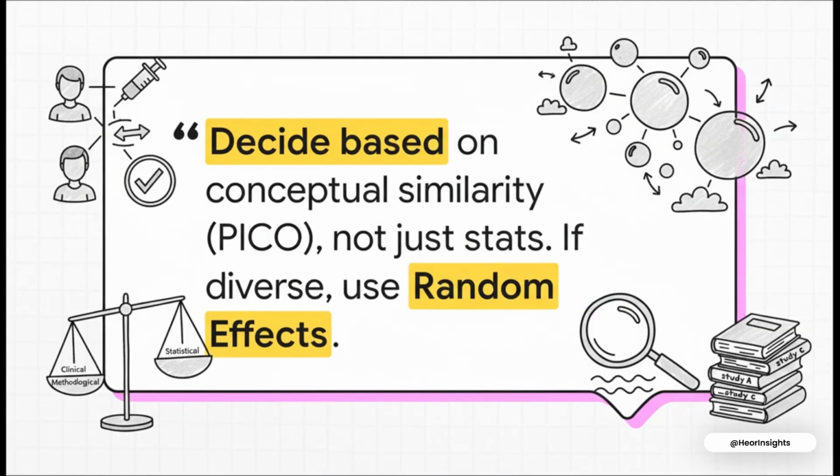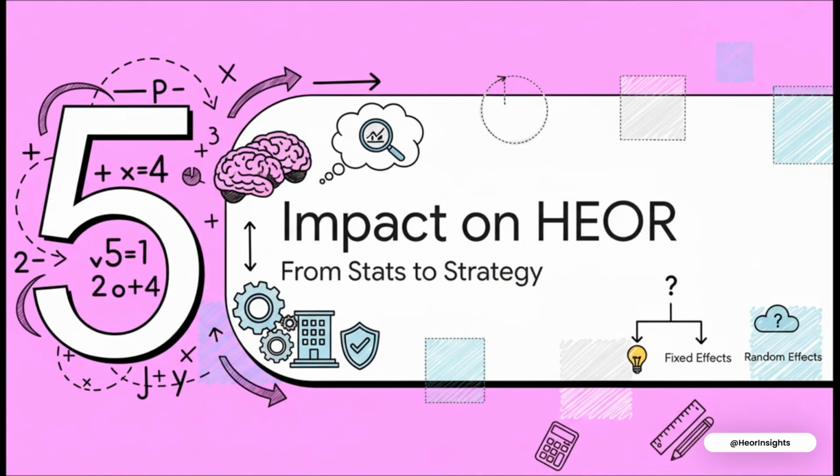But here's the thing. The modern best practice in HEOR, which is guided by groups like ISPOR and Cochrane, tells us not to just rely on these statistics. We need to prioritize clinical and methodological similarity. Basically, if your studies have different populations, interventions, comparators, or outcomes, a random effects model should probably be your default choice.